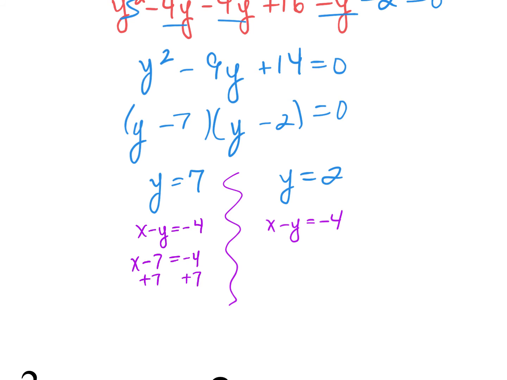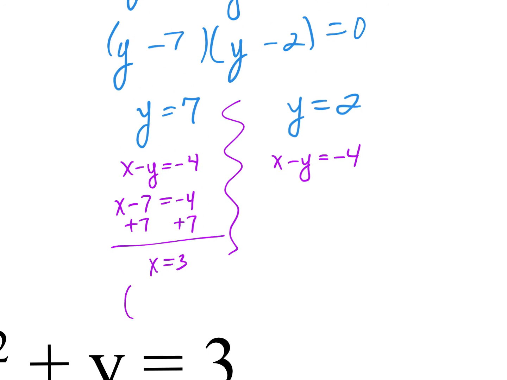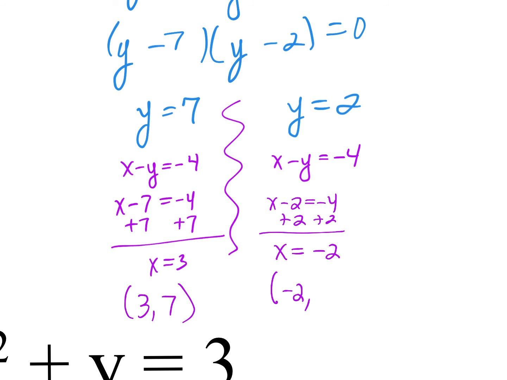Add 7 to both sides, and my x value is 3. So this ordered pair is 3, 7. And then over here, I'm going to plug in 2. So x minus 2 equals negative 4. Add 2 to both sides, and x equals negative 2, right? So our ordered pairs are 3, 7 and negative 2, positive 2.